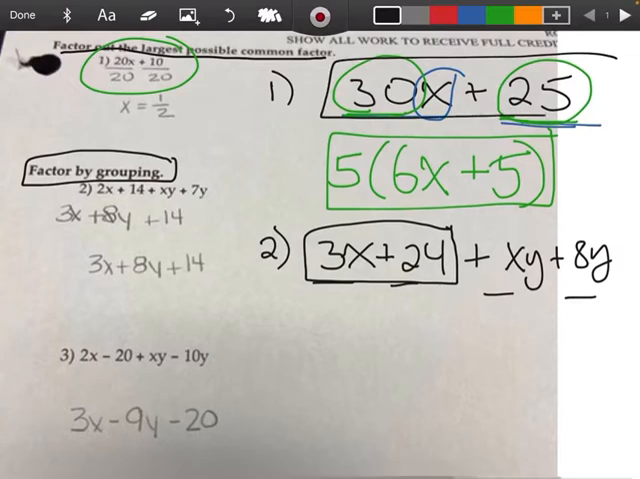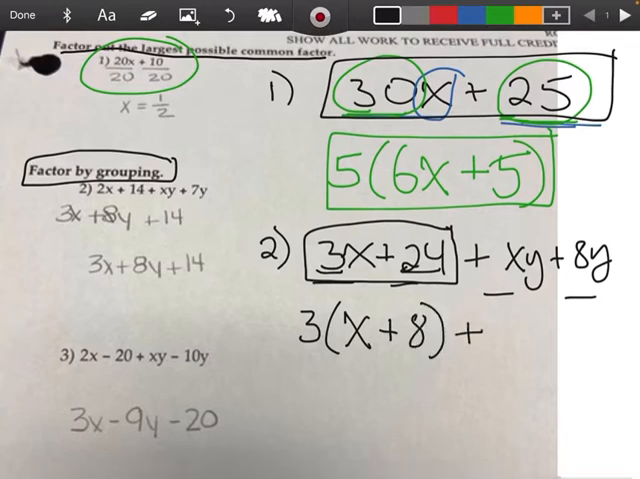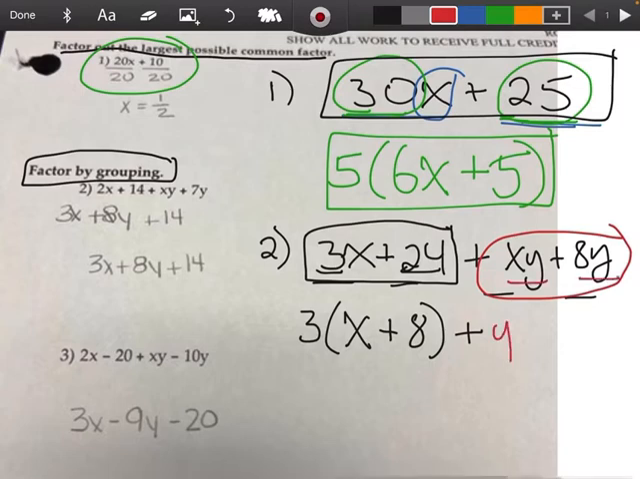And just like we did in this first problem, I'm going to ask myself, can I take anything out of there? Well, the number 3 goes into both those pieces, right? So I take out the 3, this is left with an x because the 3 goes away. 3 goes into 24 8 times, okay? And then I'm going to do the same thing over here. I'm going to look at those pieces. I'm going to say, okay, do they have anything in common? Well, you know what? They both have the letter y. So if I take out the letter y from both of them, I'm left with an x plus 8.